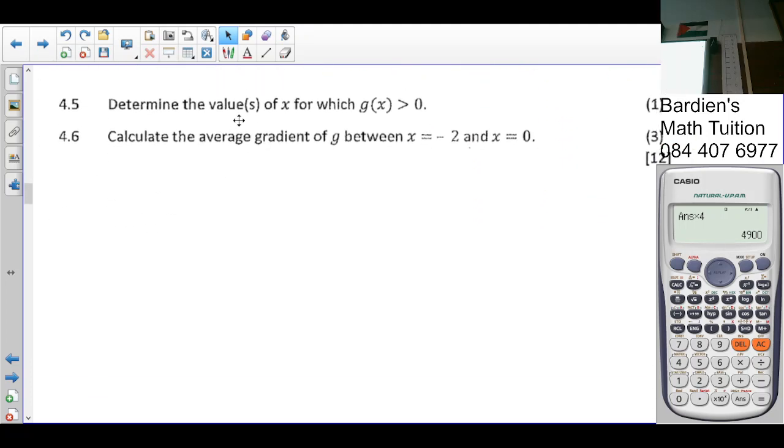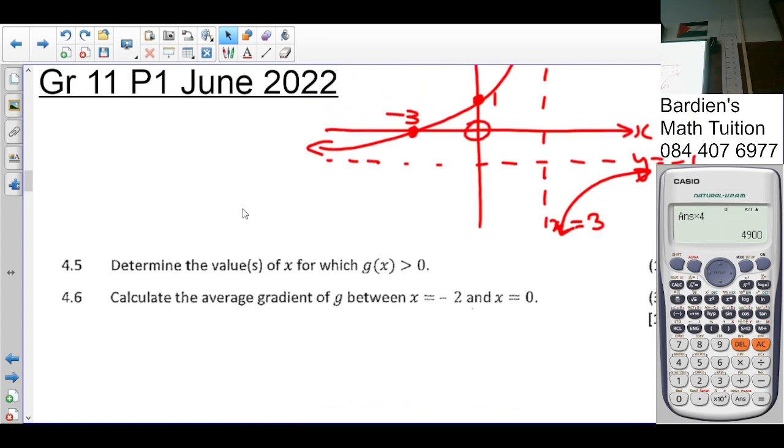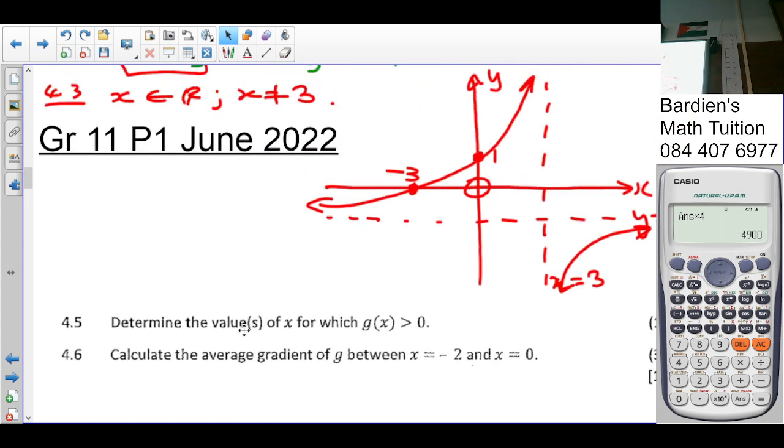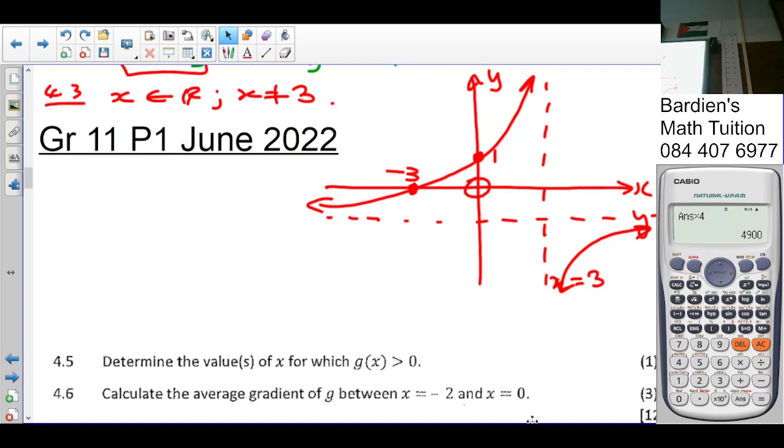And let's look at the next two questions. Question 4.5, they say determine the values for x for which g of x is greater than 0. So this is the y is equal to 0 line. Greater than 0 is from there onward, from negative 3 to 3. Can you see that? In other words, x is greater than negative 3 but less than 3.